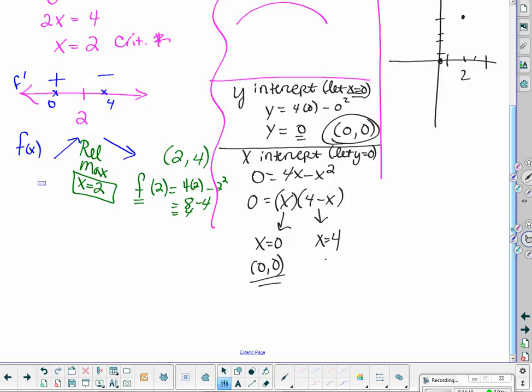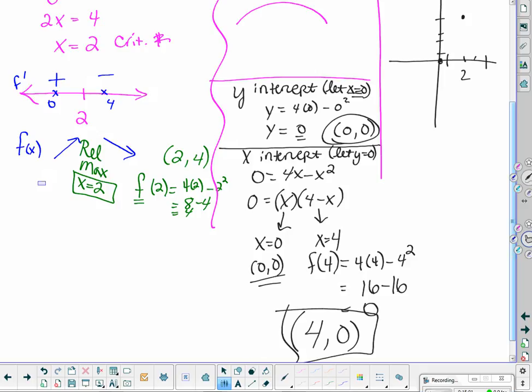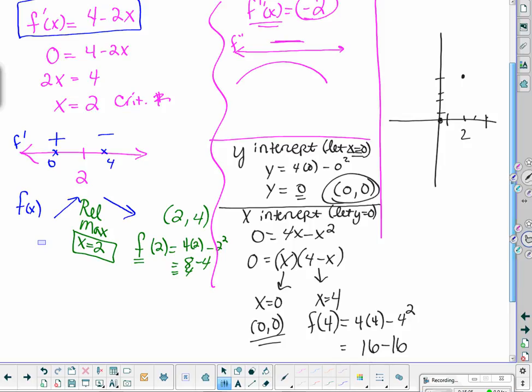What about when x is 4? Well, evaluate f of 4. F of 4, take it back to your original function, and it will be 4 times 4 minus 4 squared. 16 minus 16. Big surprise, right? You get 0. The y value is 0 when we put 4 in. So we can plot out (4, 0) as well.